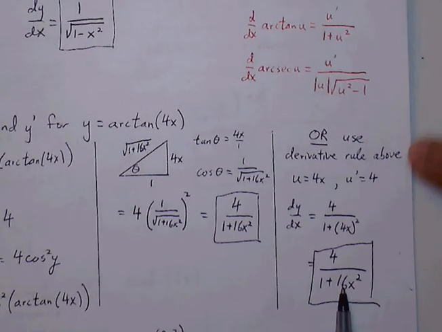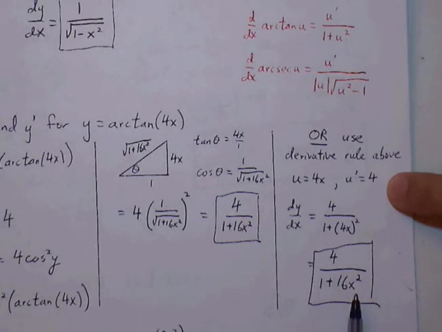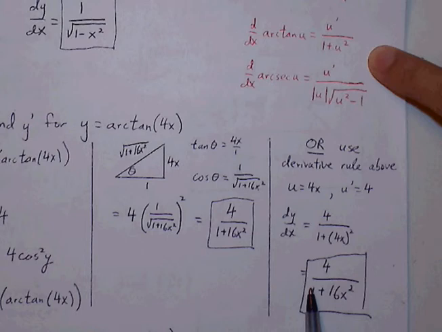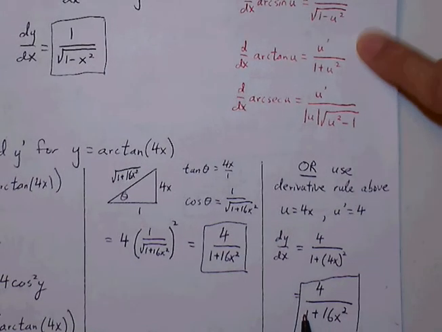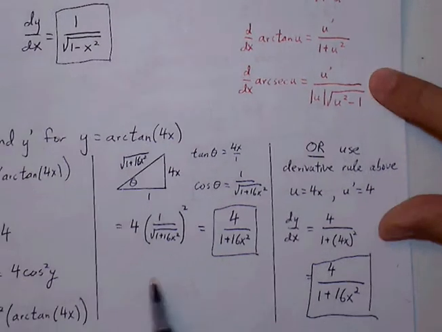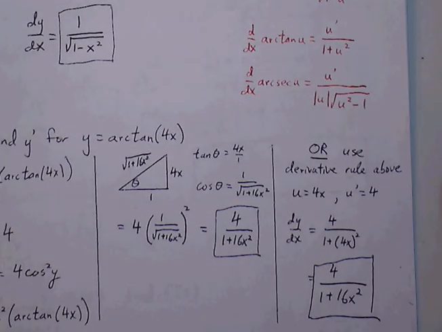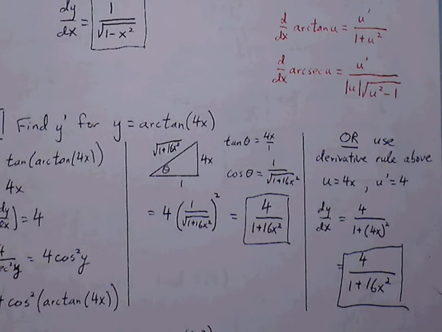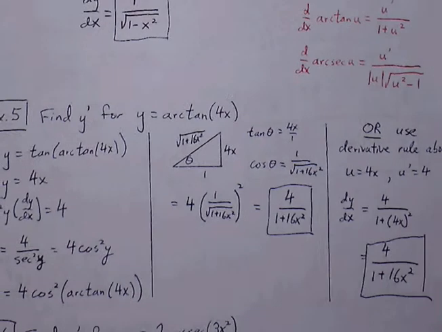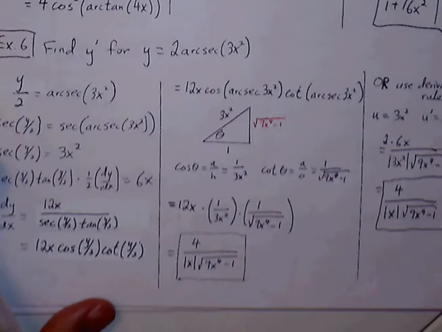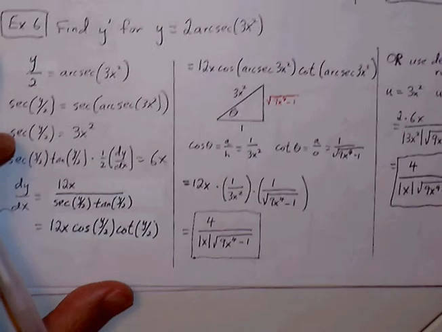So it's a lot faster to go through your derivative rule. However, that also means you have to memorize formulas, and these are more easily forgotten than the implicit rule. So again, I would suggest knowing both rules, and you can apply whichever one is best for whichever problem you're working on. Okay, number 6, find y prime for 2 arc secant of 3x squared.